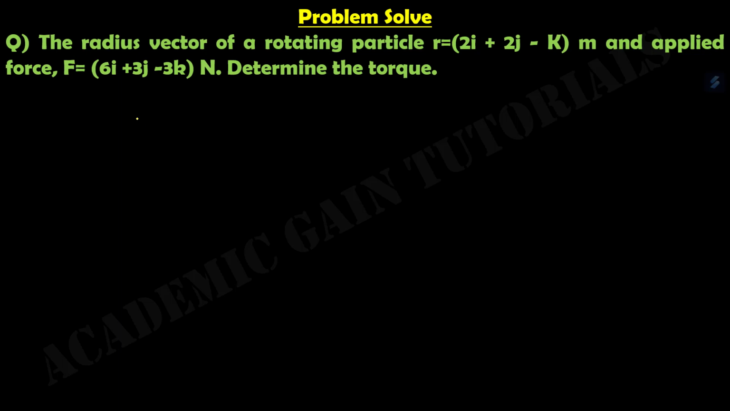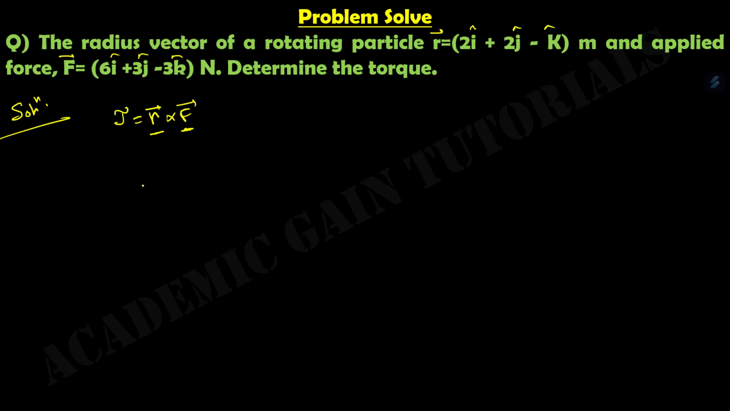Our first problem statement is: the radius vector of a rotating particle is r equals 2i plus 2j minus k meter, and the applied force is 6i plus 3j minus 3k Newton. I have to determine the torque. We'll use the formula torque tau equals r cross f, where r is the radius vector and f is the applied force.